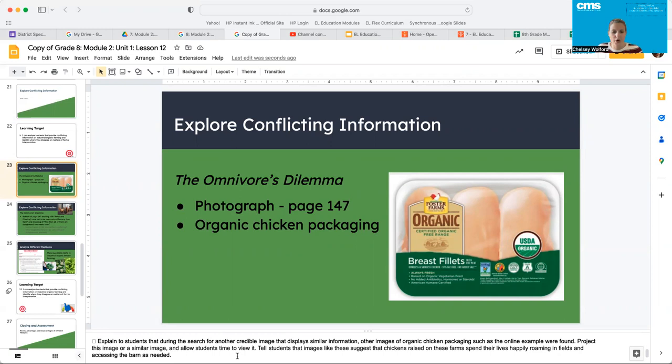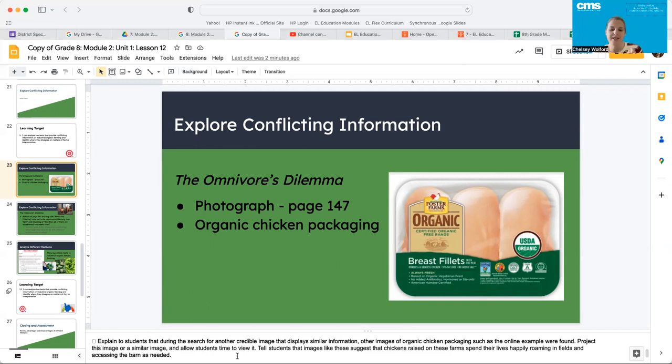All right, guys. So I want you in Google to search for another credible image that displays similar information. So your teacher can do this together. So I want you to search images of organic chicken packaging, okay? And talk about the examples that you found and what they imply, okay?